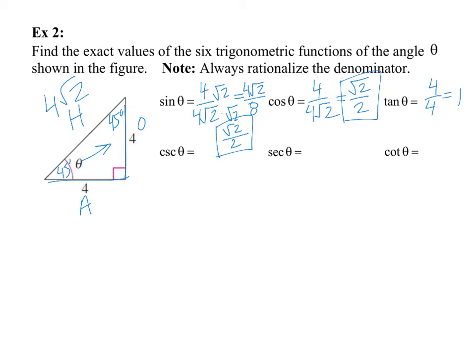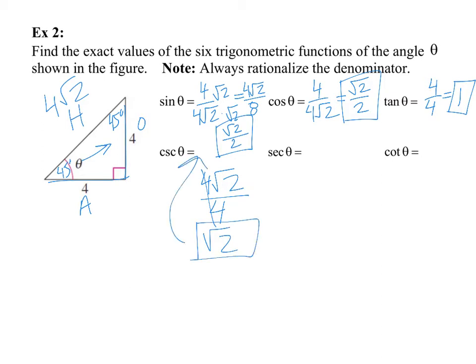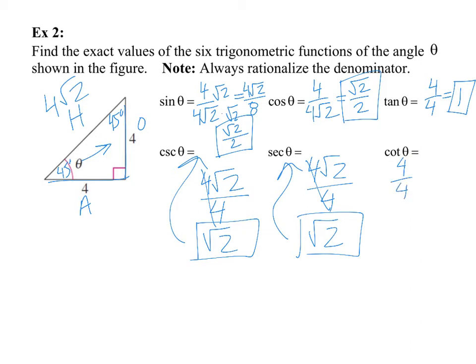Then I have cosecant, which is hypotenuse over opposite. Cancels out, I get square root of 2. All right, that's for cosecant. Then I have secant, which is hypotenuse over adjacent. Same deal as before. That's secant theta. And I have cotangent, which is adjacent over opposite. That's just 1. Alrighty, going on to the next example.